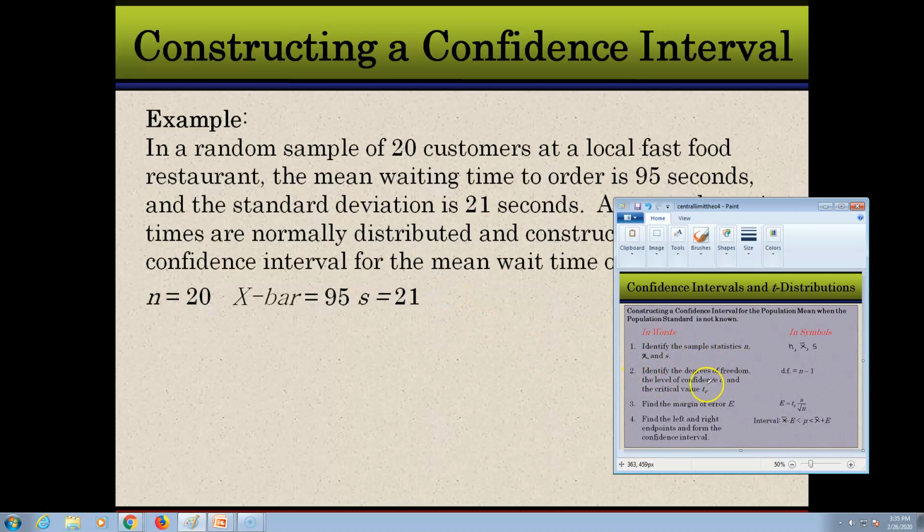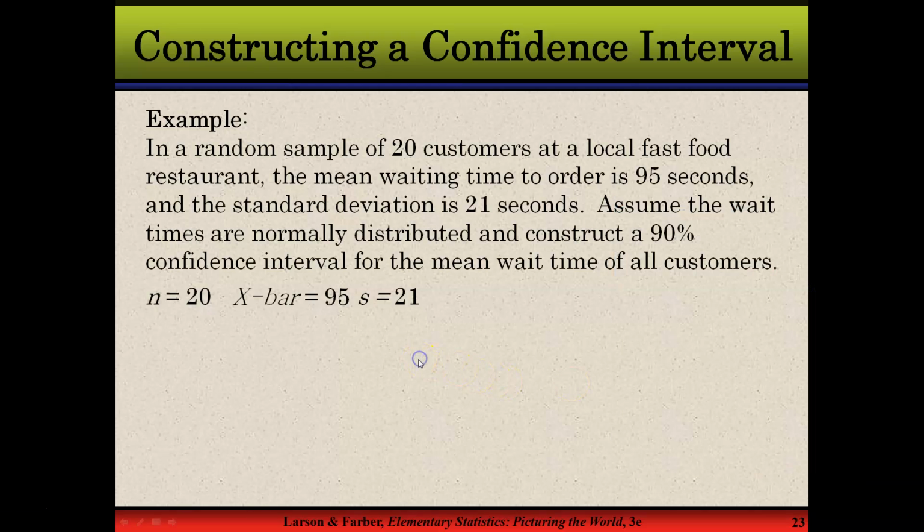Step number two, I have to find something called degrees of freedom. For the degrees of freedom, you take the sample size N and subtract 1. And there's a reason we need to find this out. We're going to use a new calculator called the Student T calculator, and one of the pieces of information it's going to ask me for is the degrees of freedom. So if my sample size is 20 and I subtract 1, my degrees of freedom is 19.